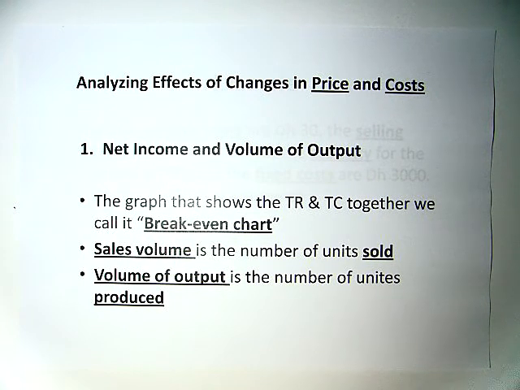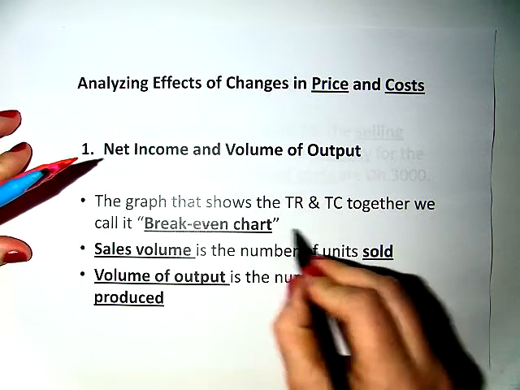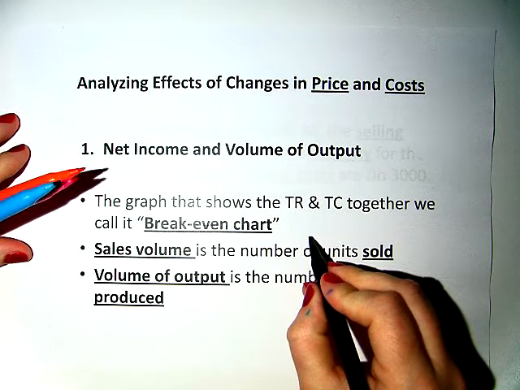So the first thing we're going to look at is the net income and the volume of the output. The graph that shows the total revenue and total costs together, we call it the break-even chart. So this is what we've been working on when we look at break-even.